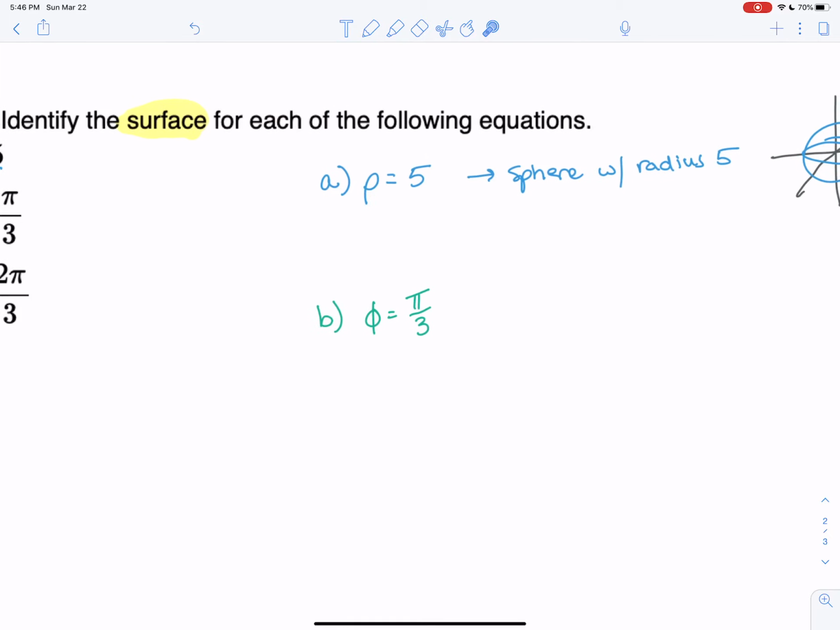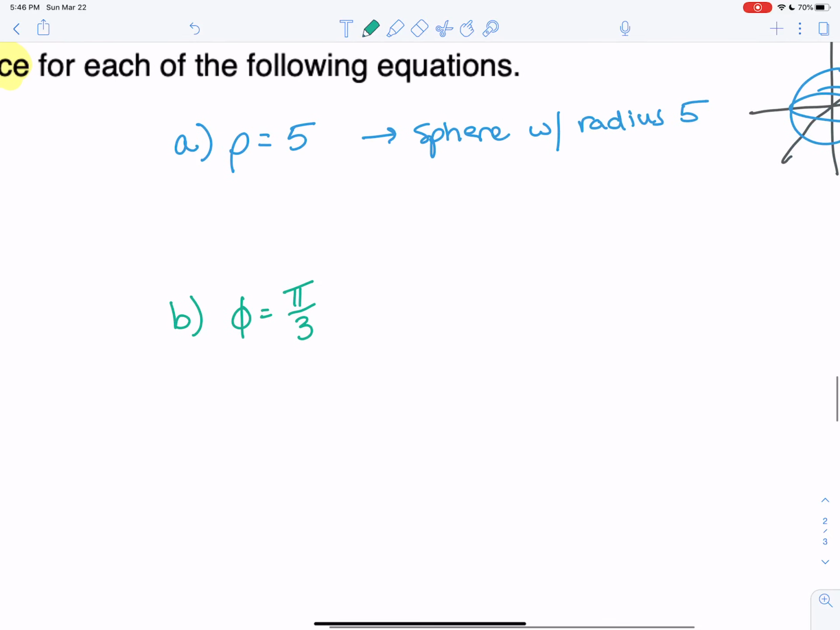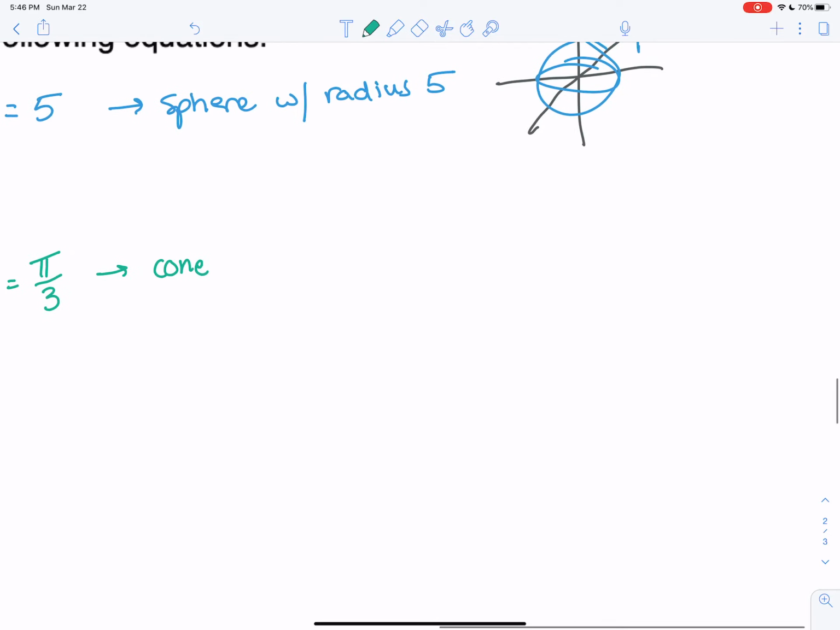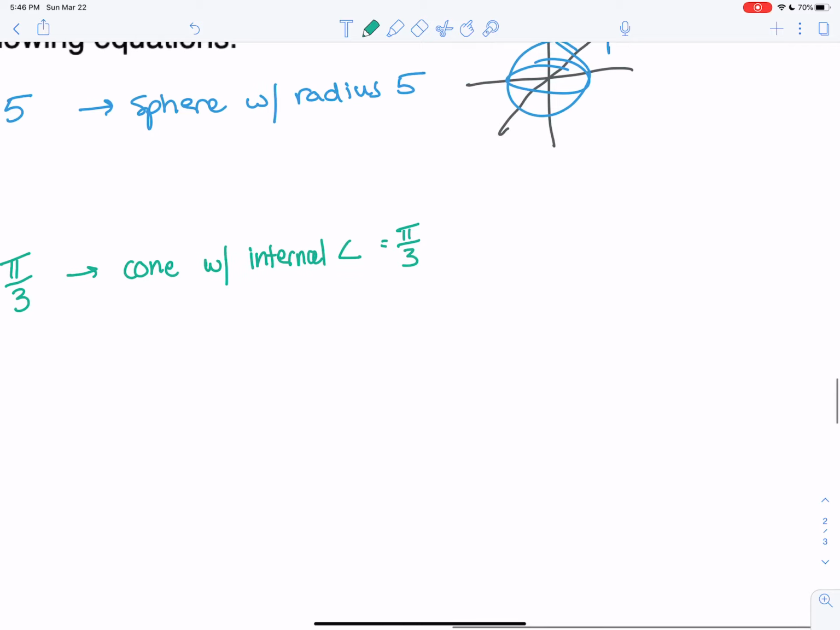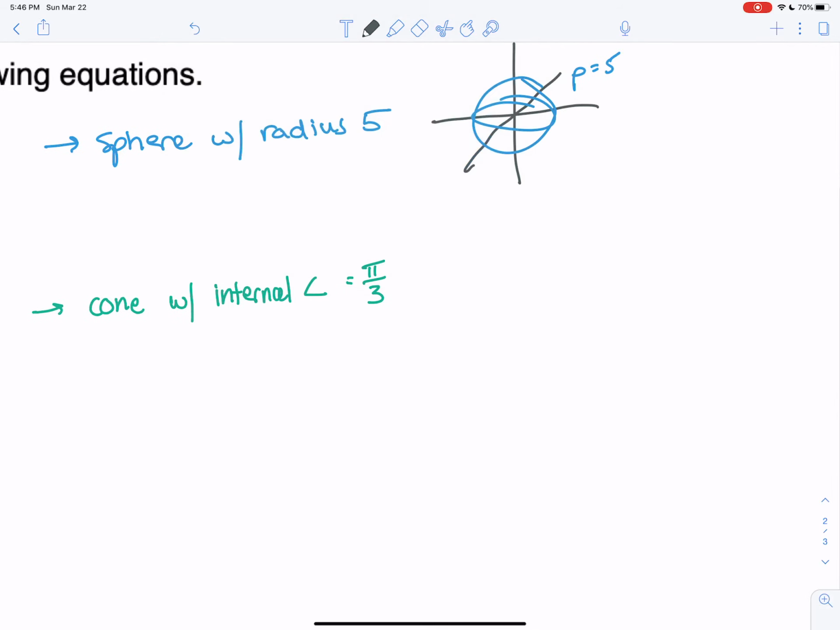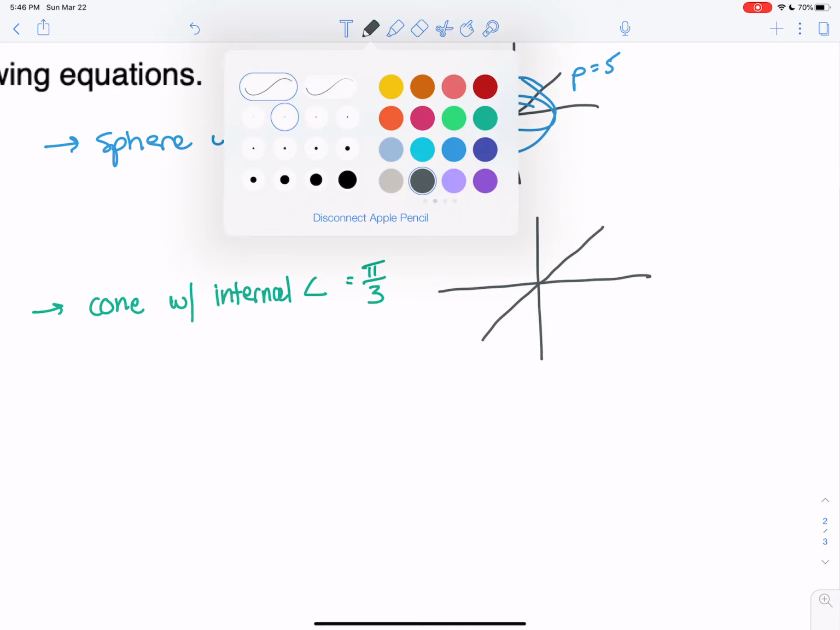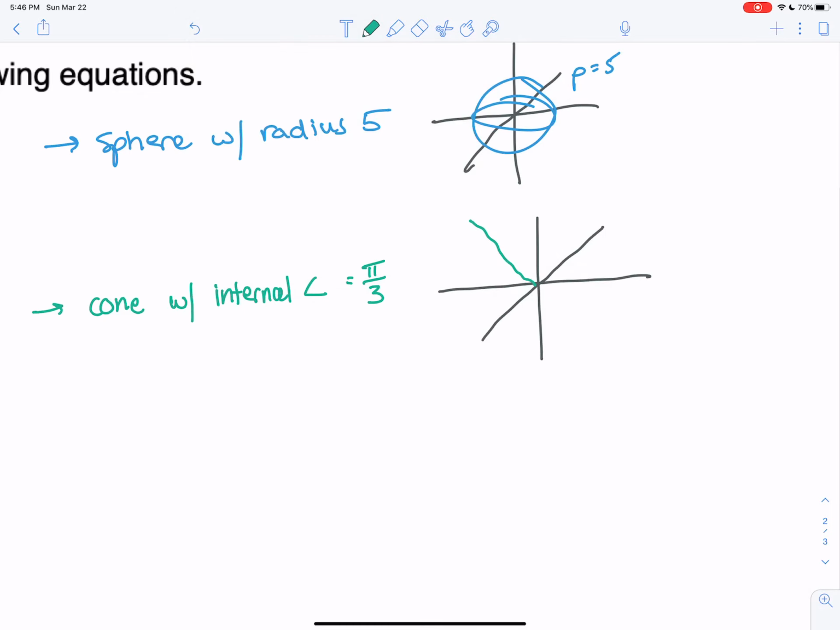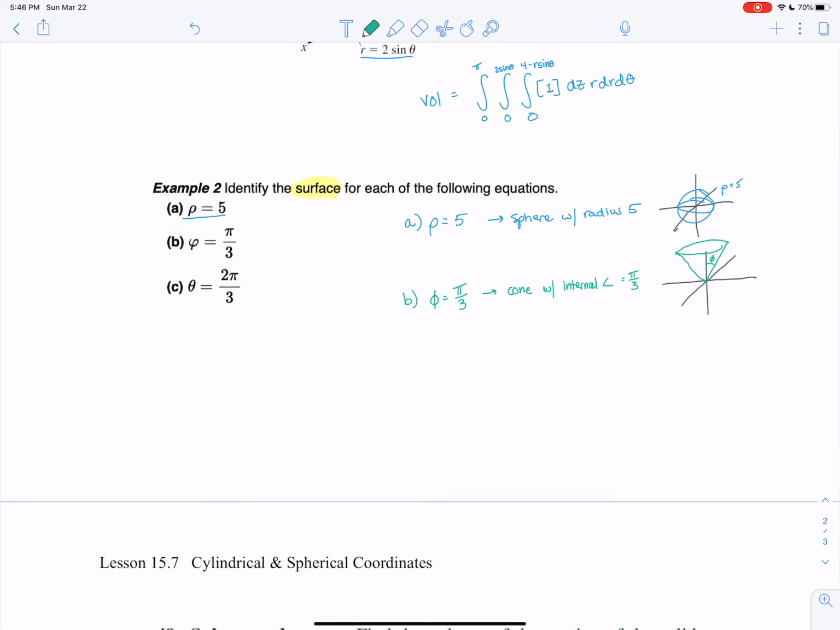So in this case, phi equals pi thirds is a cone with an internal angle equal to pi thirds. A little drawing of that surface would be like this. So here's a cone where that angle is phi. Okay, sweet. Now let's look at letter C.